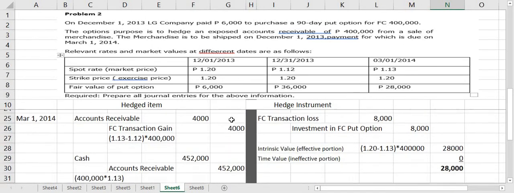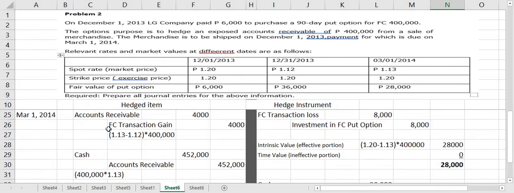Now, for March 1, the transaction date, the settlement date pala, for our hedge instrument, we have a loss because the fair value became 28,000 from 36,000. So there is a decrease of 8,000 in the fair value of our option. Therefore, FC transaction loss, 8,000, debit; credit, investment in foreign currency, put option, also for 8,000.